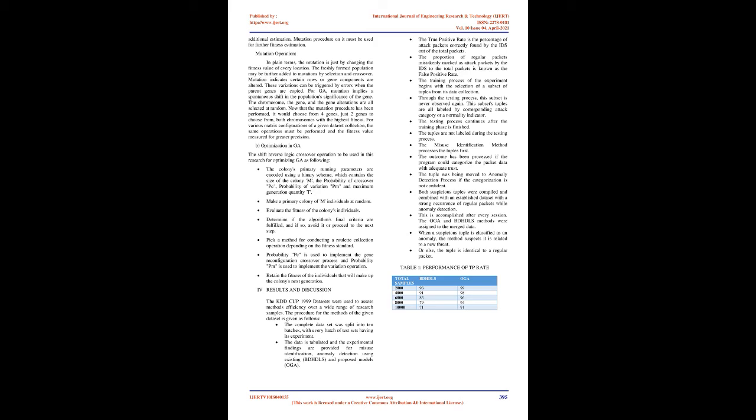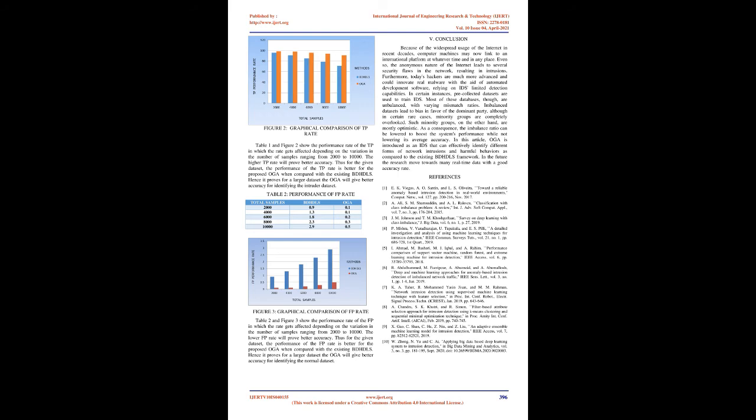For results and discussion, the KDD 1999 Cup datasets were used to assess the method's efficiency over a wide range of research samples. The procedure for the methods on the given dataset is as follows. The complete dataset was split into 10 batches, with every batch of test sets having its own experiment. The data is tabulated and the experimental findings are provided for misuse identification and anomaly detection using the existing BDHDLS and the proposed model, OGA.